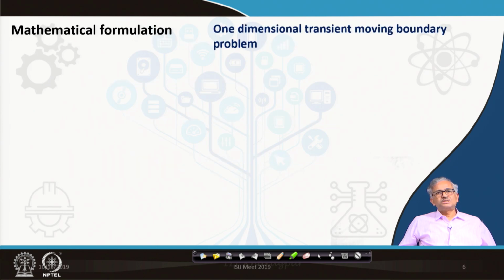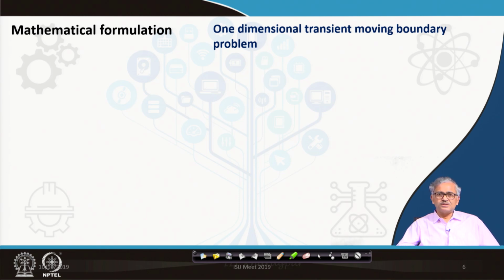So, the mathematical formulation is basically a one-dimensional transient moving boundary problem. Why is it one-dimensional? Because the length of the wire is much higher compared to its radius. So, the temperature gradient exists across the radius. So, it is a perfectly one-dimensional heat transfer problem. Transient, because if you move with the wire, a particular location will experience a different temperature with time. It will not be steady at all. Okay. So, it is a transient phenomenon.